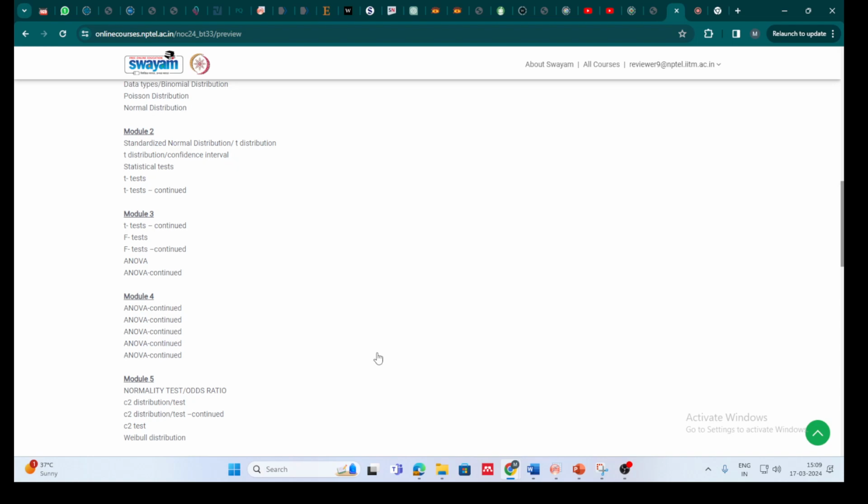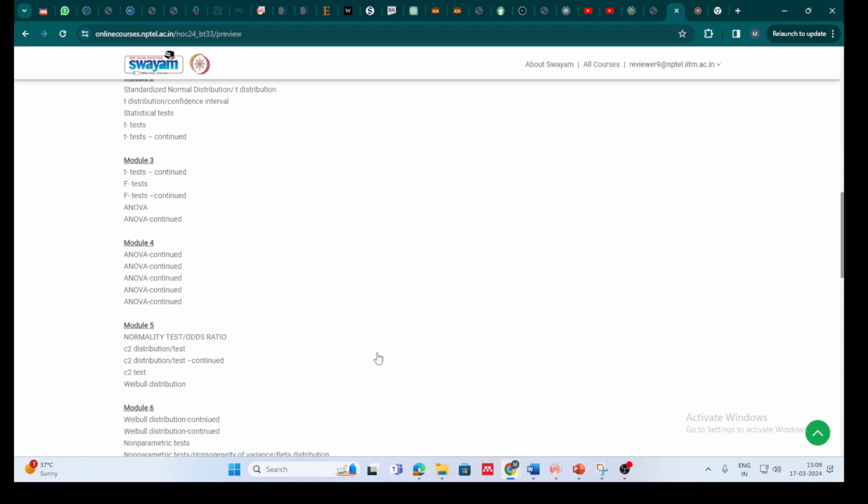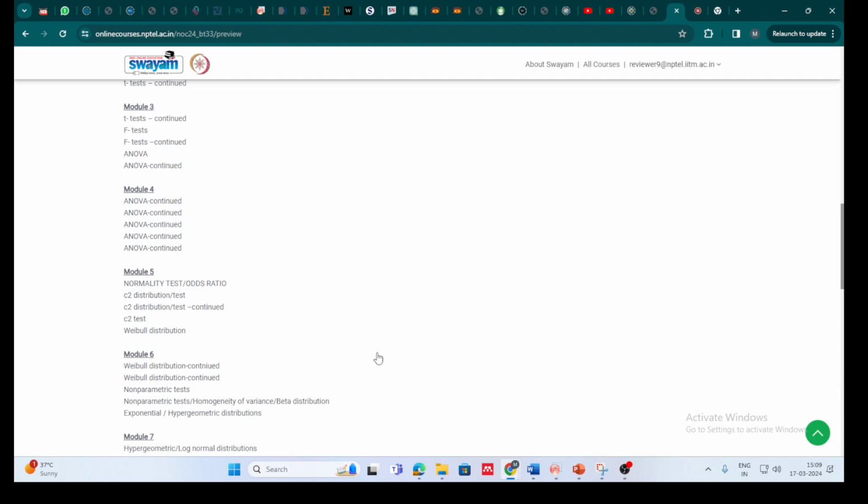Once we are done with that, in all the parametric tests we have to assume that the data are normal. So we have to test for normality also, and we saw the tests for normality. Then we discussed point estimation like the odds ratio, and then the non-parametric tests, the Weibull distribution, then the test for homogeneity of variance, and the beta distribution.